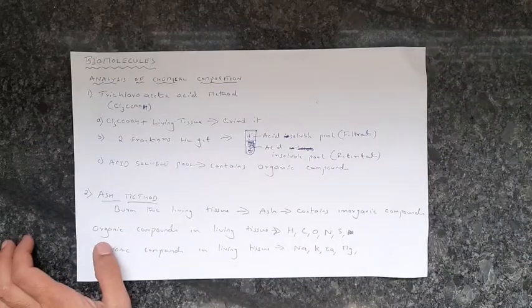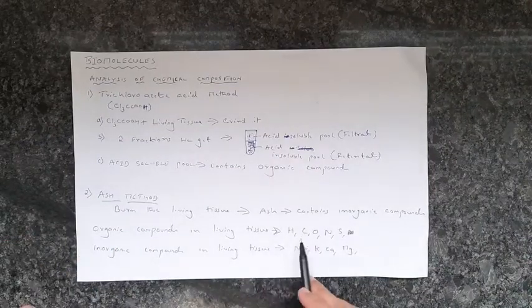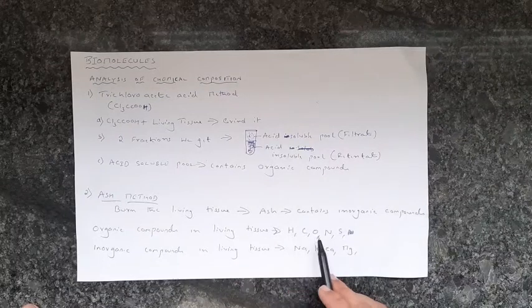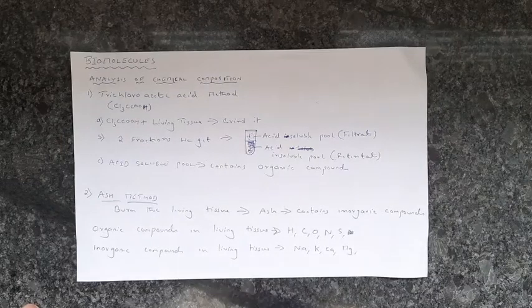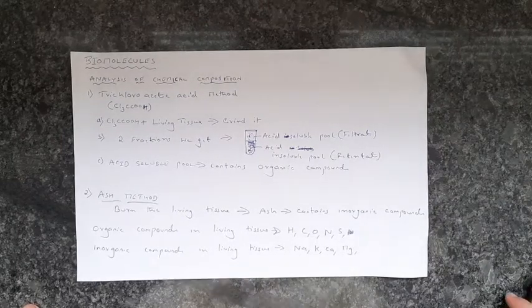Here I have written that organic compounds in living tissue mainly contain hydrogen, carbon, oxygen, nitrogen and sulfur, whereas inorganic compounds in living tissue mainly contain sodium, potassium, calcium, magnesium. Got it? Okay, so this is the thing.